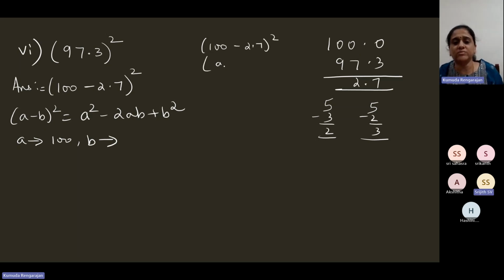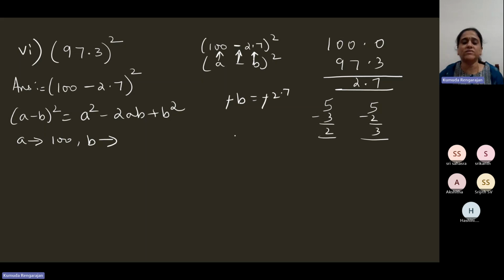Compare this with A minus B the whole square, Srijit. See here, A is 100, no? Yes, ma'am. Here there is a minus, so B is just 2.7, right? See, it's like minus B is minus 2.7. Minus B is minus 2.7, so B is 2.7, right? Yes, ma'am. B is 2.7.